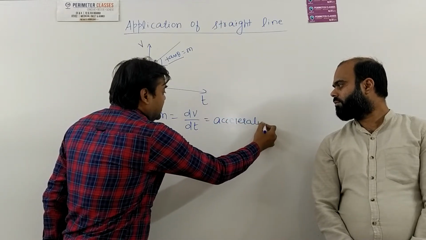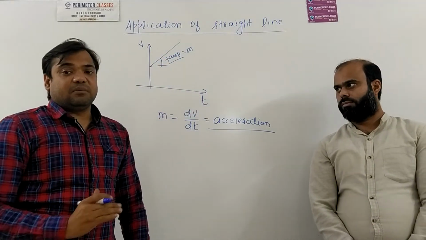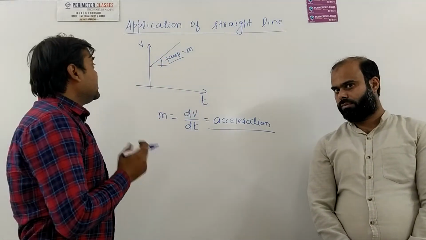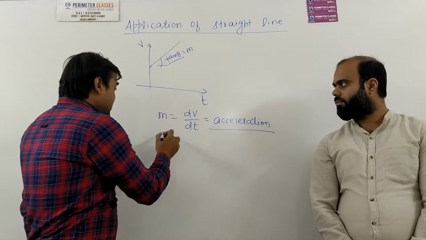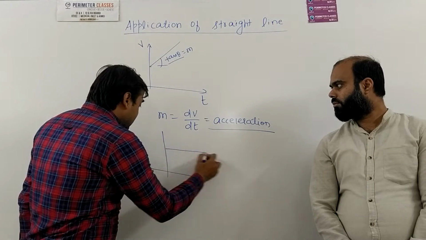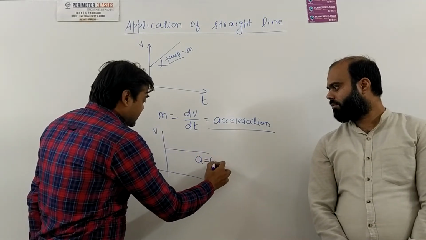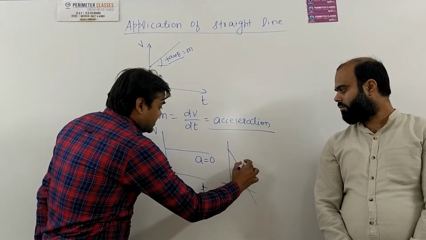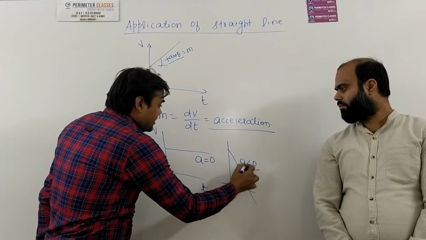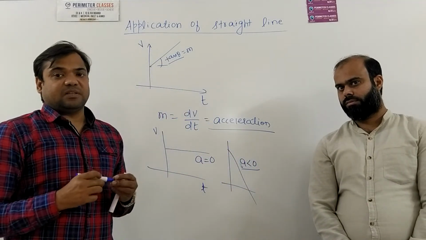As we can see here, in this case the acceleration is positive and it remains constant. So we can say that the particle is moving with a constant acceleration. Similarly, in this velocity versus time graph, the acceleration is 0. And in this case, the acceleration is negative, and you can verify these things on the basis of what we have learned in the previous lecture.